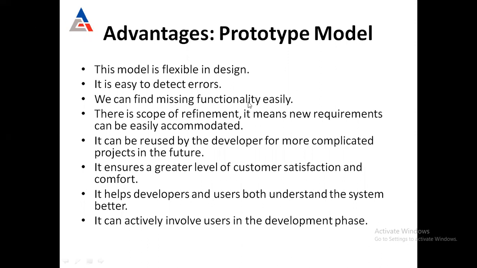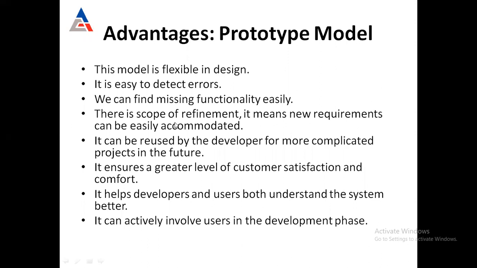We can find missing functionality easily. What is missing over there, we can collect from the feedback provided by the customer. So the customer will provide what is missing over there, what is not functioning properly, what is not required. There is a scope of refinement.